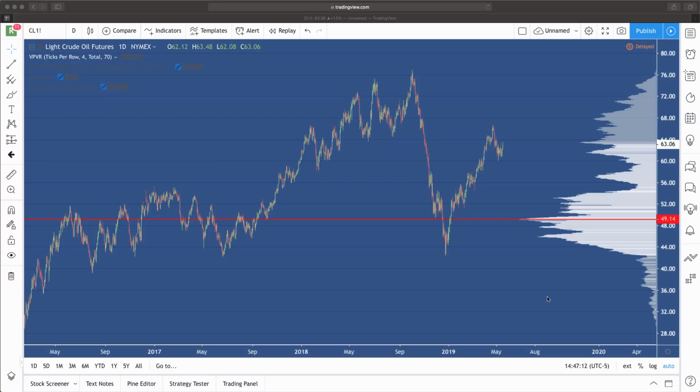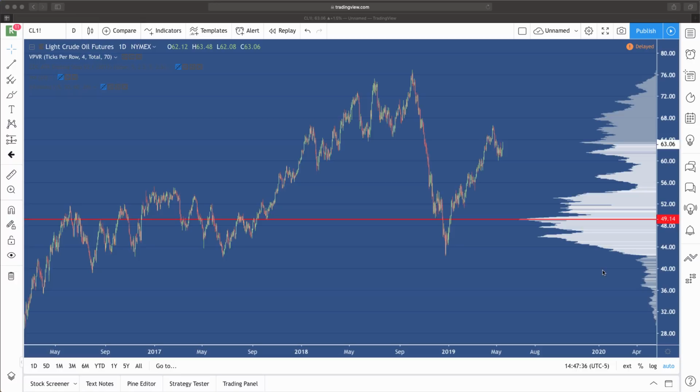Now what you're looking at here is crude oil futures going from about April of 2016 to today. And on the right is the volume profile. To use volume profile, you have to accept one basic principle, and that is the fact that markets are auctions. They're simply buyers and sellers giving prices they're willing to buy and prices they're willing to sell for, and trying to find an agreed upon price or an agreed upon value.